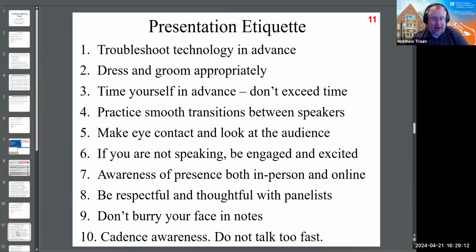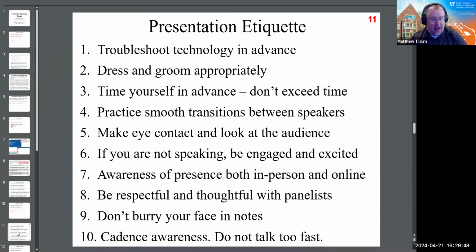Number 5 is to make eye contact and look at the audience. This is specifically for whoever is speaking at a particular moment. I know some of you guys are introverts, right? We're engineers, we're socially awkward, that's normal. But if you are looking off in the distance, or particularly if you're turned around and looking behind you at the slides the entire time and not making eye contact with the audience, your communication score on that metric is going to be bad. So please make eye contact and look at the audience and engage them as much as you can.